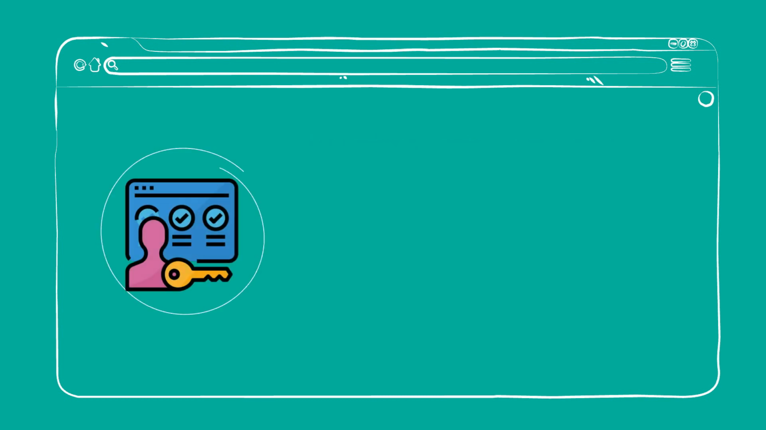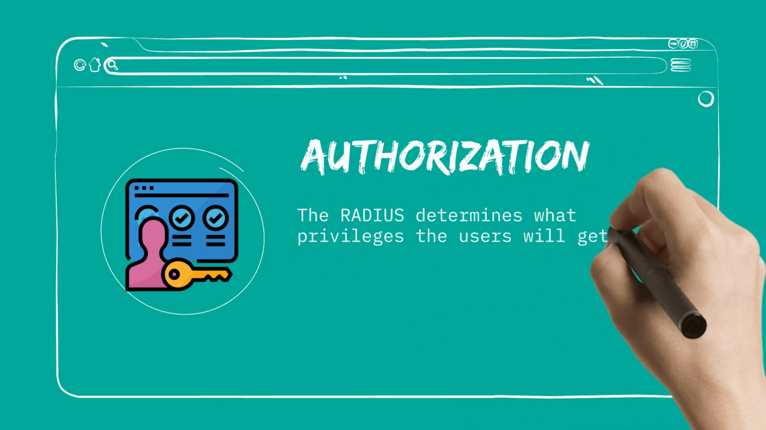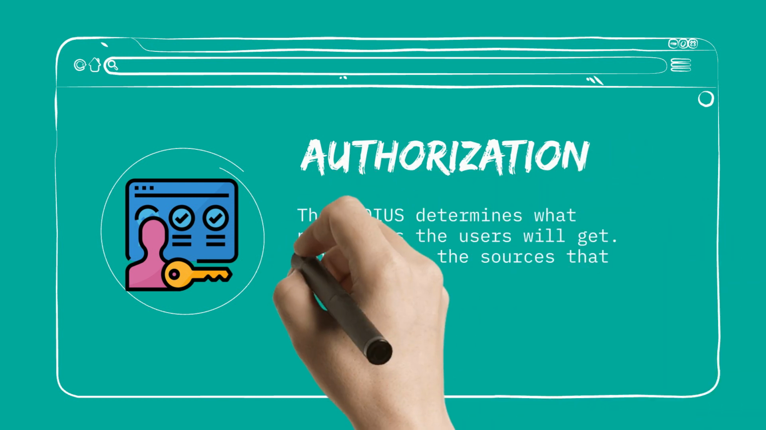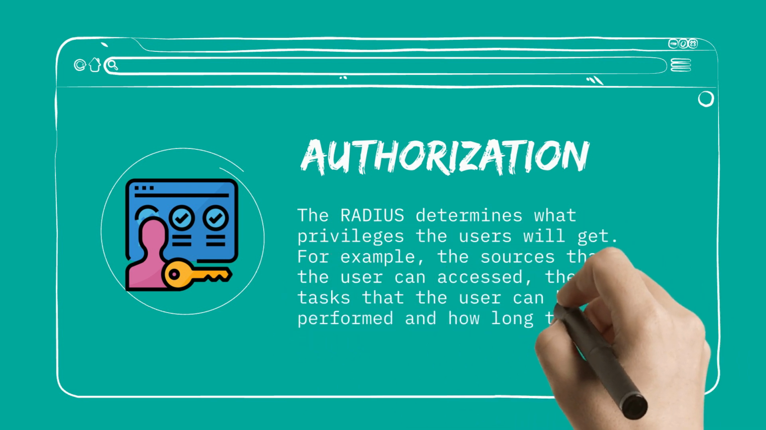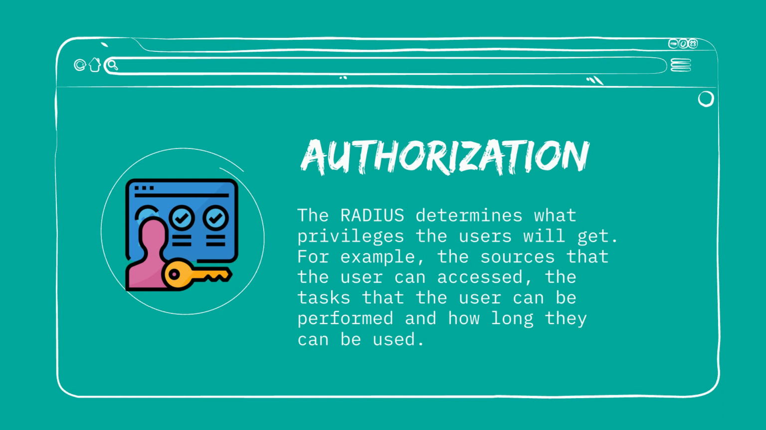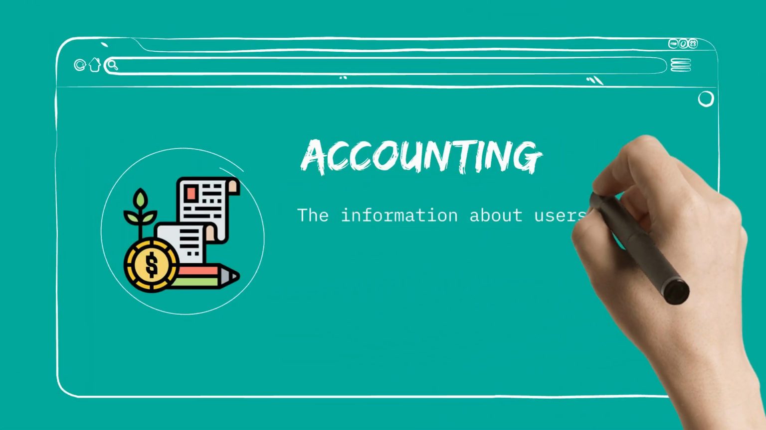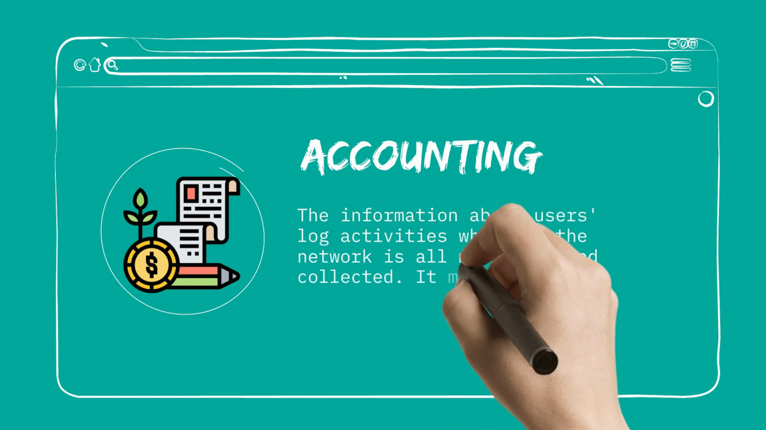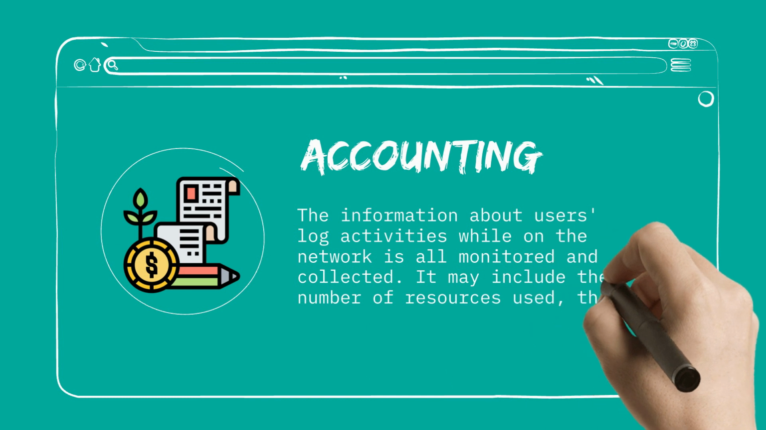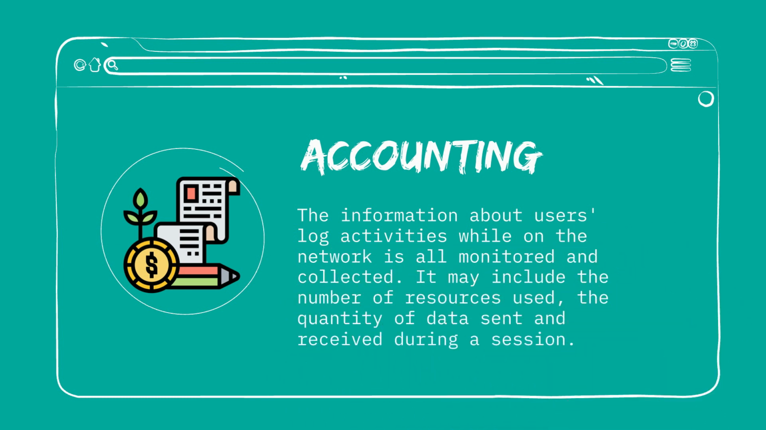Next, for authorization, the RADIUS server will determine what privileges the user will be granted, such as the resources that can be accessed, tasks that can be performed, and how long they can be used. Lastly, accounting. Information about users' log activities while on the network is all monitored and collected. It may include the number of resources used and the quantity of data sent and received during a session.